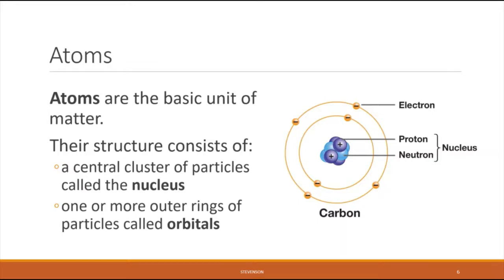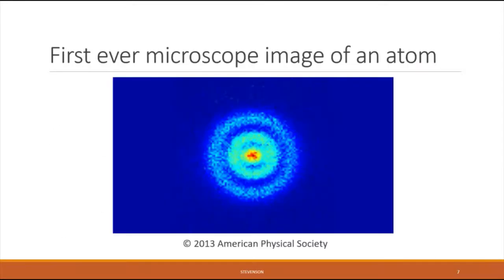It was hypothesized for many years that this is what the structure of an atom looks like. However, that was not confirmed until 2013 when the first microscopy image of an atom was published by the American Physical Society. Before this point, microscopes had not been powerful enough to actually capture an image of an atom because they are so small. But in this image, the first ever image, you can see that there is indeed a central cluster of particles that is surrounded by rings called orbitals. So yes, the structure of an atom that was hypothesized for many years is in fact true.